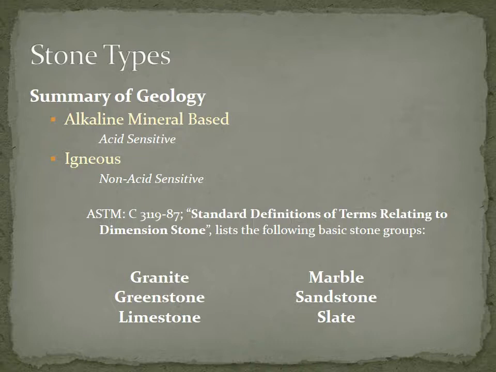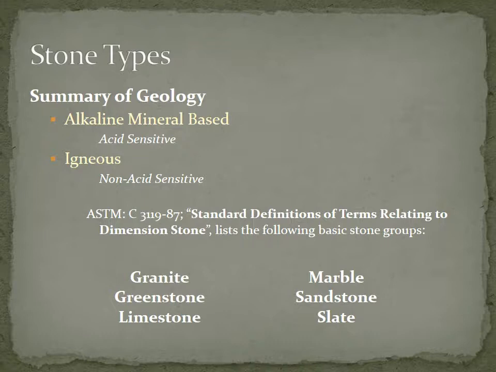And it breaks it down into granite, marble, greenstone, which I assume they mean the green types of stone, which is what they call serpentine stone, which is a hydrated magnesium silicate. It's really technically not through with its metamorphosis process, and it's still turning into something. Sandstone, limestone, and slate.